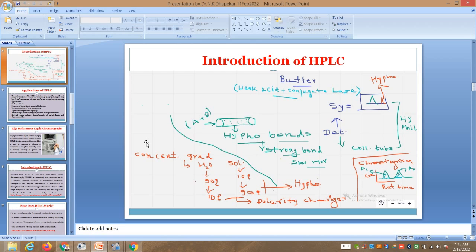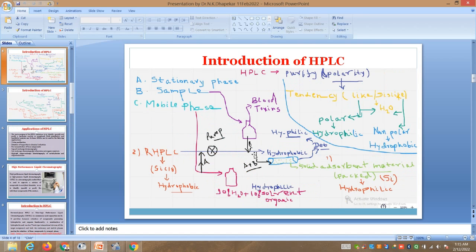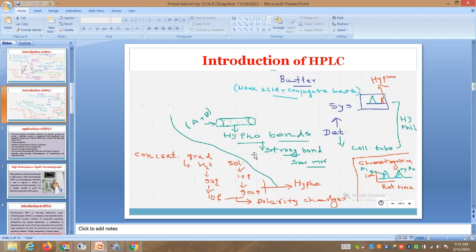Now that stationary phase starts behaving like hydrophobic, and after some time we get compounds out of that stationary phase, those which were adhered within the tube. So this is the whole principle, the concept of getting the chromatographs for particular compounds through HPLC.